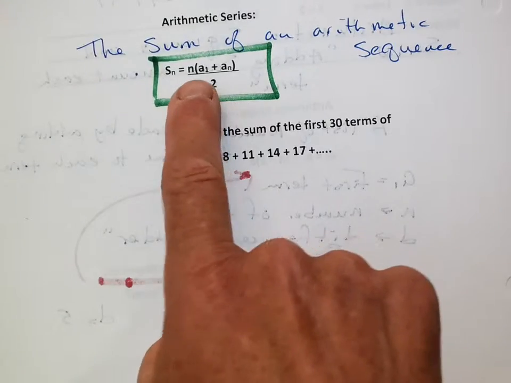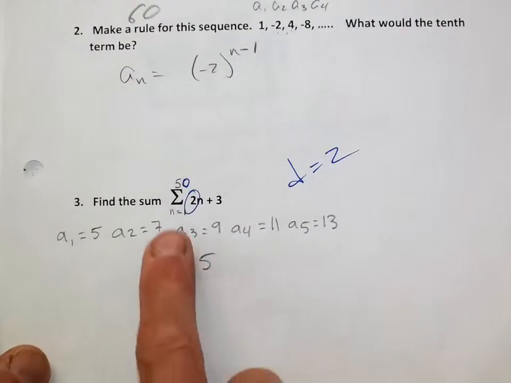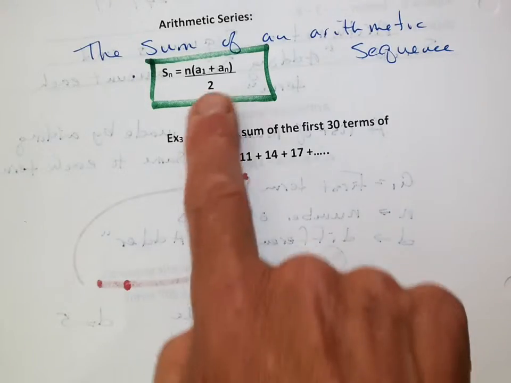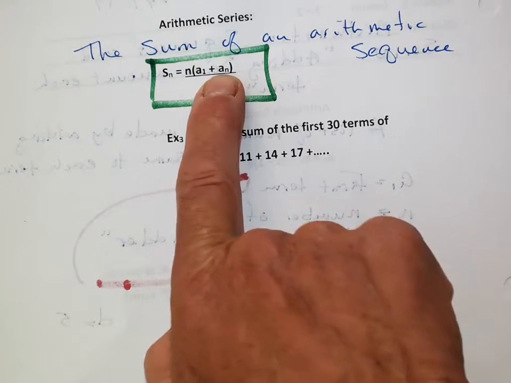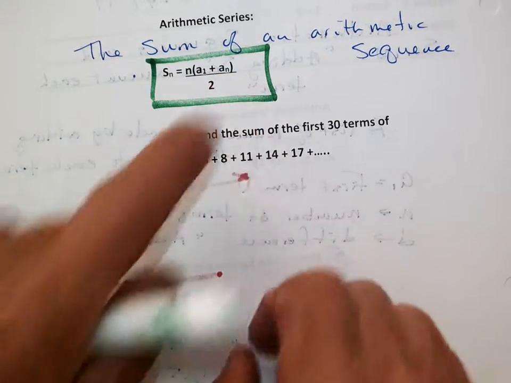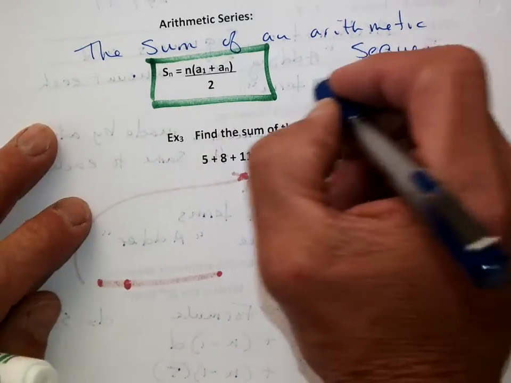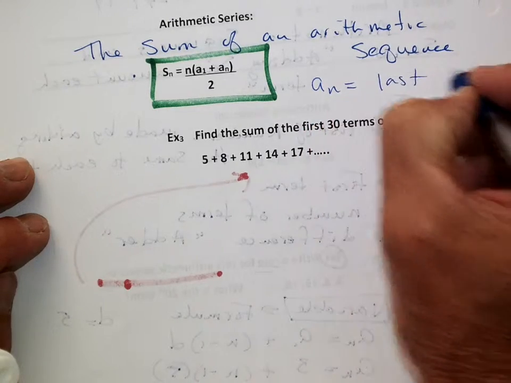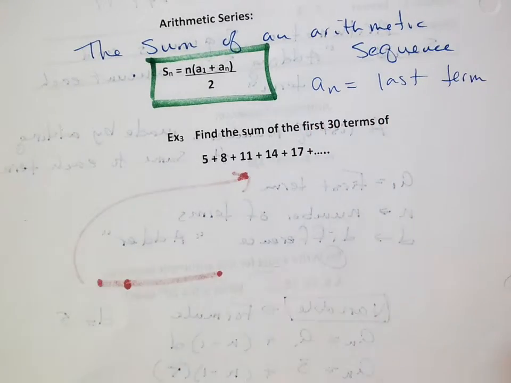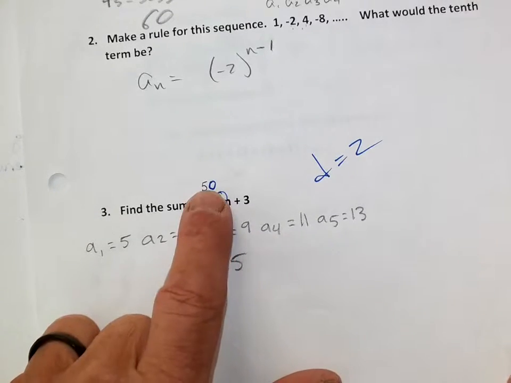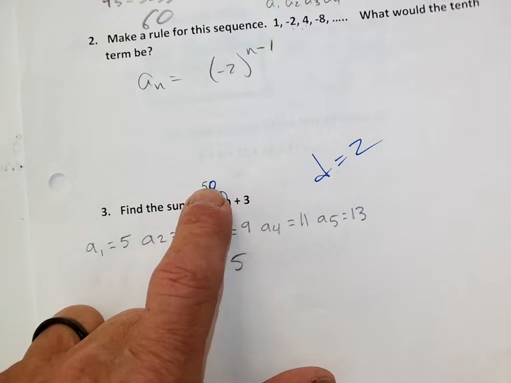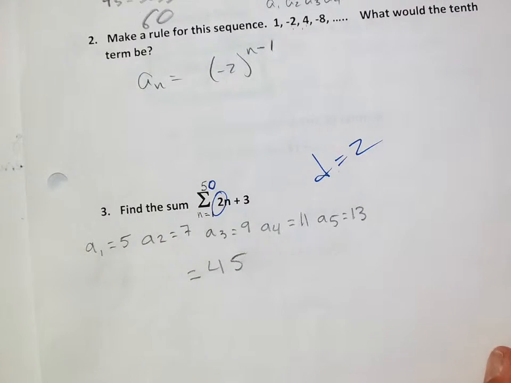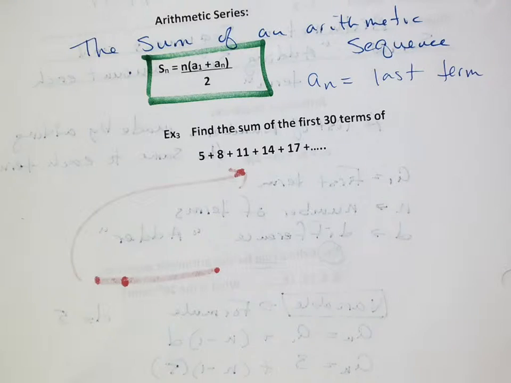N would be 50. A1 would be the first term. So the first term in Rory's was 5, plus A of n. Now A of n has to be the last term, or in this case, the 50th term. If I did do this, 1 to 50, then the last term would be plugging in 50. Does that make sense? Okay. Divided by 2.